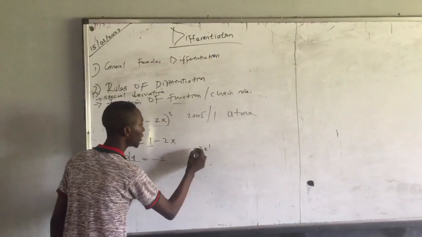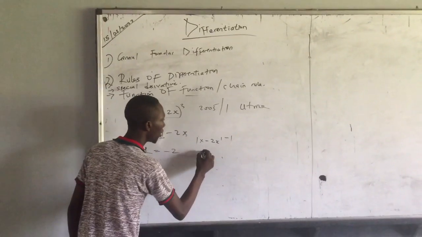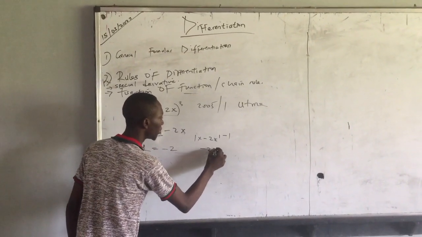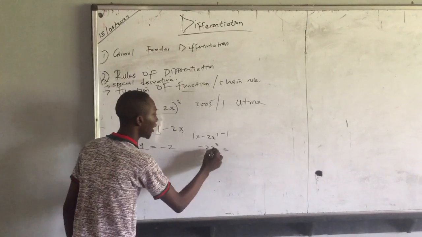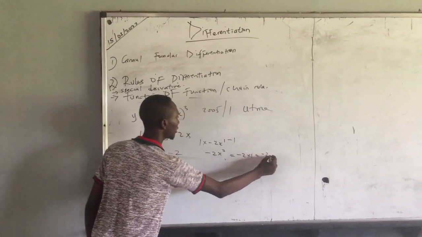So if you multiply all the equation with power, it will become times 1. Take away 1 from this, so it will become minus 2x. 1 times minus 2 is still minus 2x. 1 minus 1 is 0. I told you x raised to power 0 is what? Still 1. So it becomes minus 2 times 1, and your answer is minus 2.